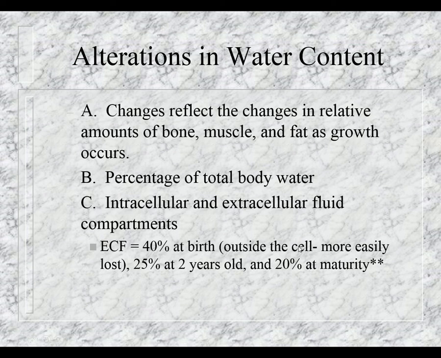Now, what's the significance of that? At birth, the significance of that is they can become dehydrated very easily. If 40% of their fluid is in the extracellular fluid compartment outside the cell where it's more easily lost, then any kind of vomiting, any kind of diarrhea, any kind of temperature increase is very significant with a child.